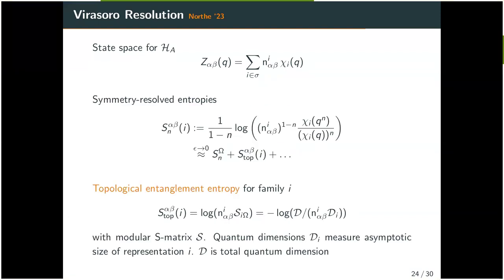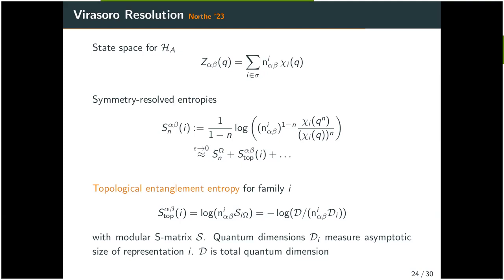Now you can compute these symmetry-resolved entropies, and what you will find is a very general expression. If you're interested in the information stored in a particular family I, which is allowed on the subregion, you will find some prefactor. It's not so important right now, but you will find a ratio of characters. On top, you have q to the n. That's essentially the annulus with circumference n, say. And then you compare it to the annulus with just one period, but raised to the nth power. That's what you essentially always do in entanglement: you compare partition functions on some large manifold with a smaller version raised to some power.